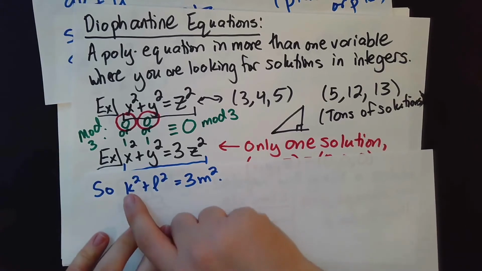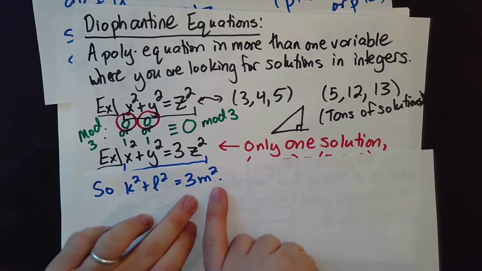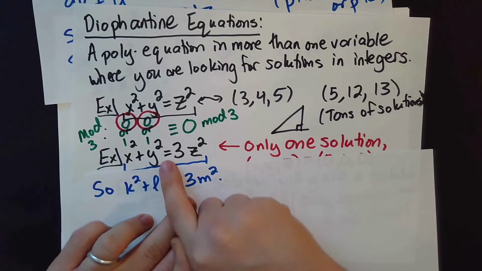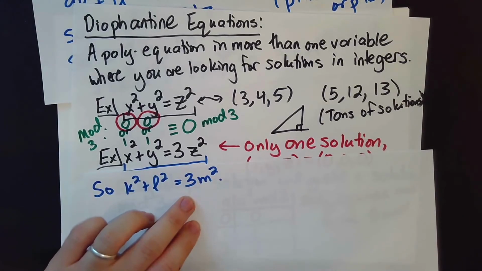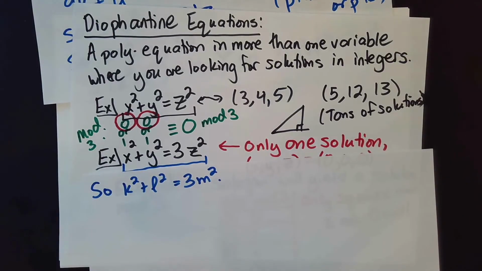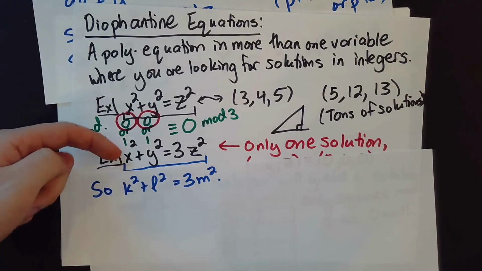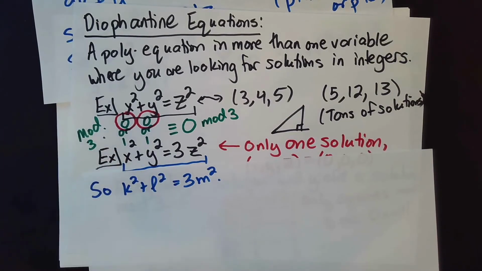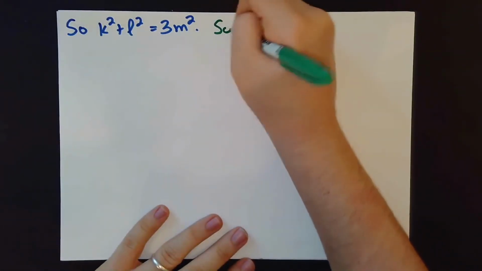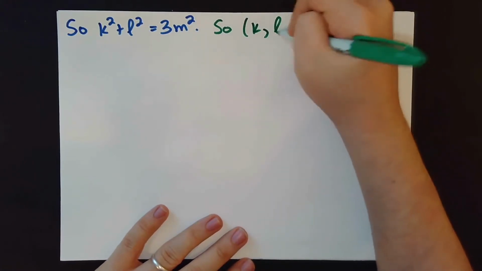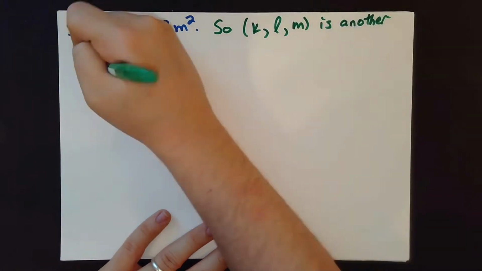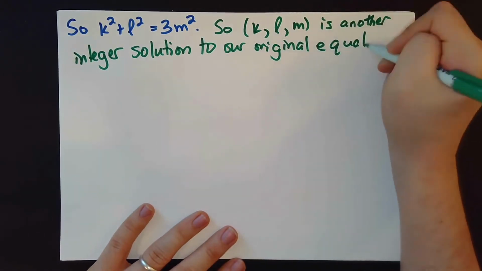Namely, I now have k squared plus L squared equals 3m squared, which, hey, is just x squared plus y squared equals 3z squared with different letters. And that sure seems an awful lot like it's not going to be useful. Because if I knew how to solve this equation, well, I definitely know how to solve this equation. But here is where Fermat noticed something very useful. What we just proved is that KLM is also a solution to our original equation in integers.